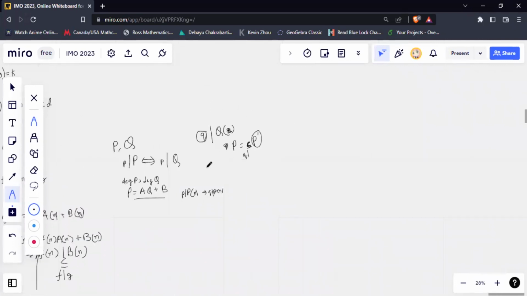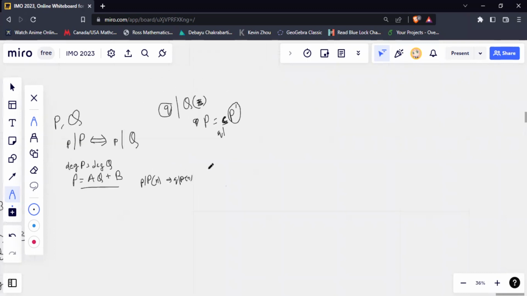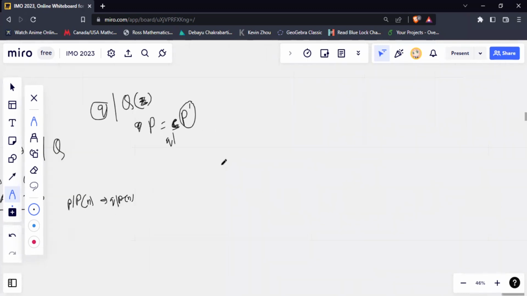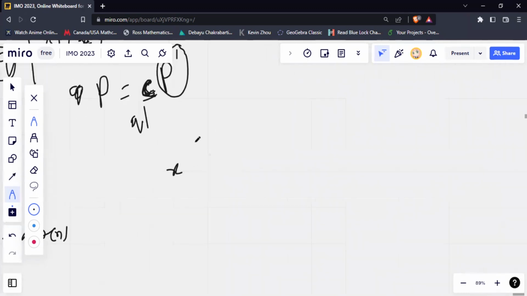But okay, so do people know what irreducible polynomials are? Yeah, so they are basically polynomials which you can't factor into two or more polynomials which have integer coefficients. For now, we are talking about irreducibility in Z of x.